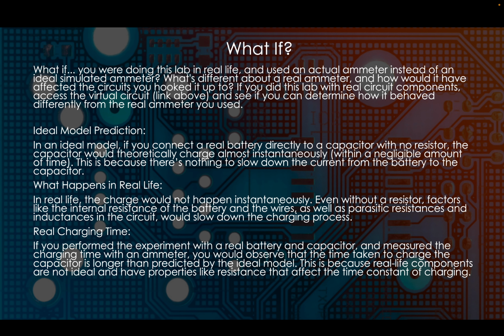What happens in real life? In real life, the charge will not happen instantaneously even without a resistor. Factors like the internal resistance of the battery and the wires, as well as parasitic resistors and inductors in the circuit, would slow down the charging process.